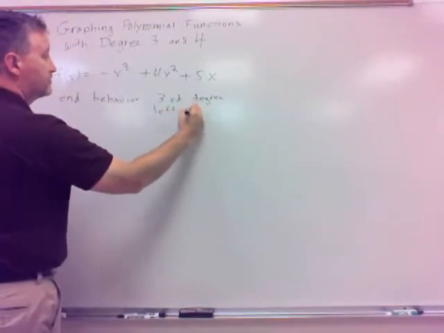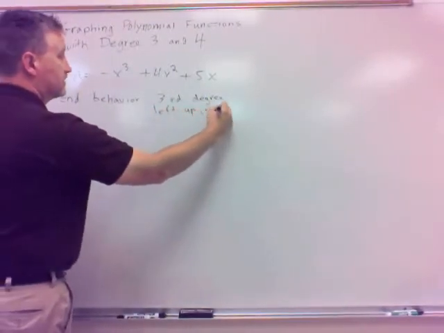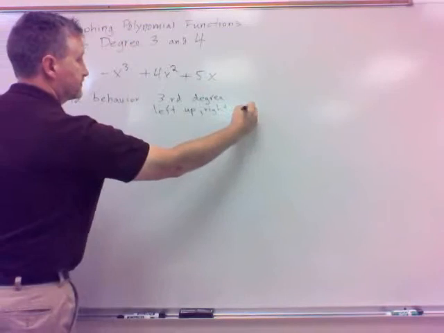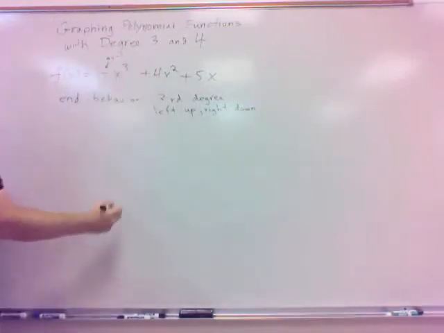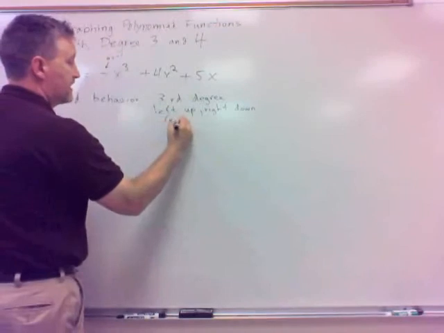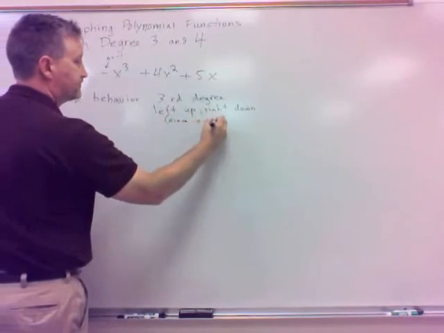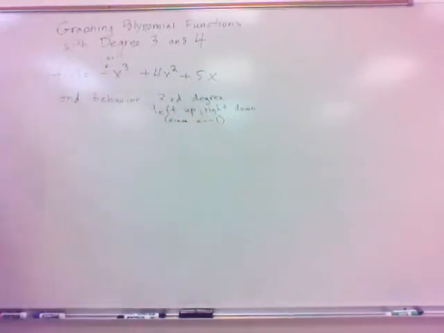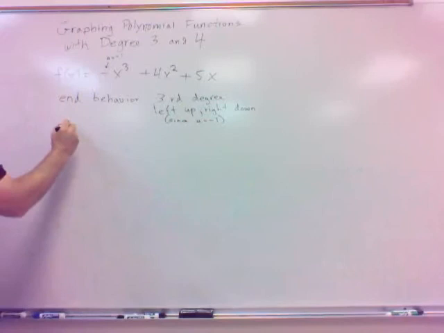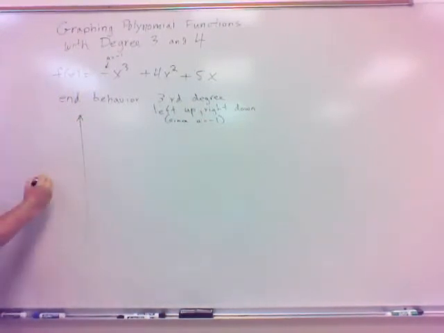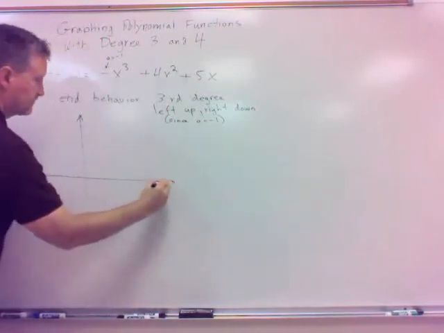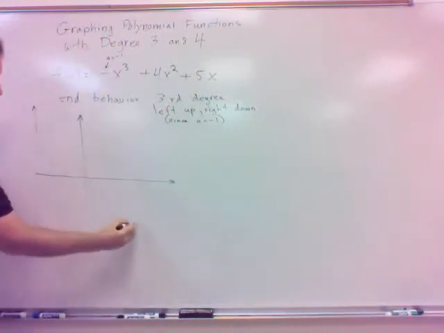Why? Because the negative 1 right here, a is negative 1. And so since that a is negative 1, its left end is up. Put a graph right here. The left end is up, and then the right end is down.